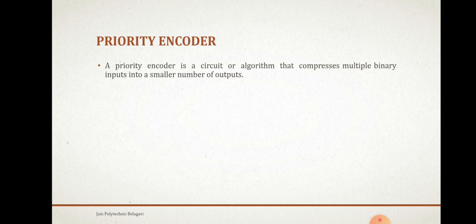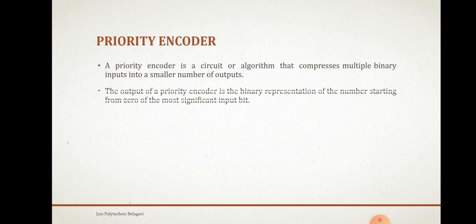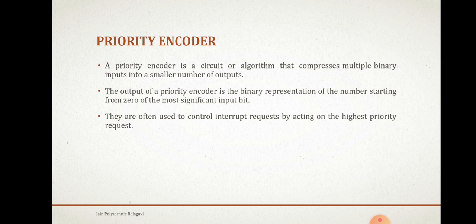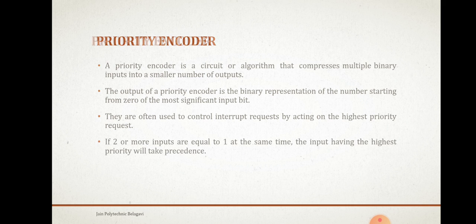The next concept is the priority encoder. A priority encoder is a circuit or algorithm that compresses multiple binary inputs into a smaller number of outputs. The output of a priority encoder is the binary representation of the ordinal number, starting from 0, of the most significant input bit. They are often used to control interrupt requests by acting on the highest priority request. It includes priority functions. If 2 or more inputs are equal to 1 at the same time, the input having the highest priority will take precedence, preference will be given.